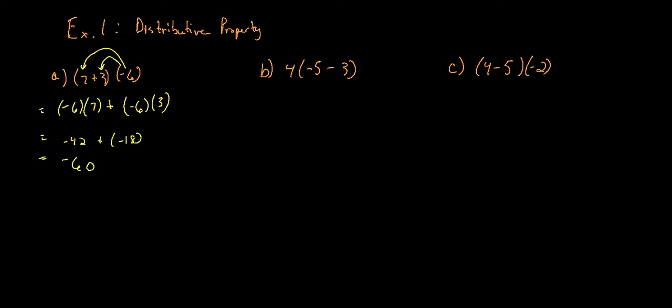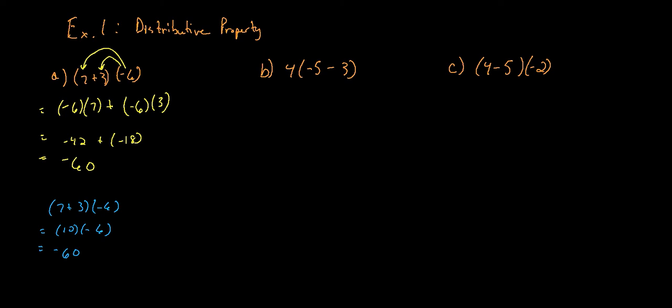And a way to check this is when we have numerical values, at least, we can not use the distributive property and make sure that we end up with the same solution that we got when we use the distributive property. So 7 plus 3 times -6. If we add what's inside the parentheses first, we have 10 times -6, which equals -60. The same solution that we got when we used the distributive property.